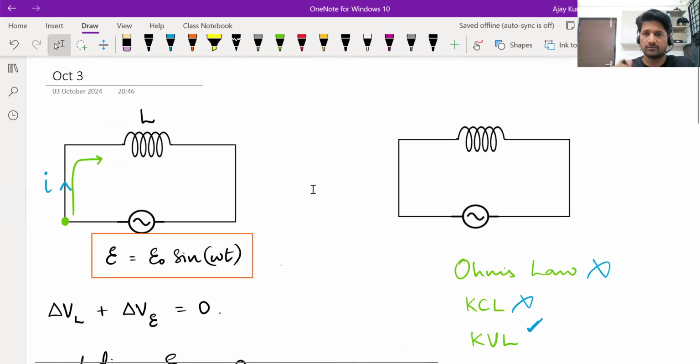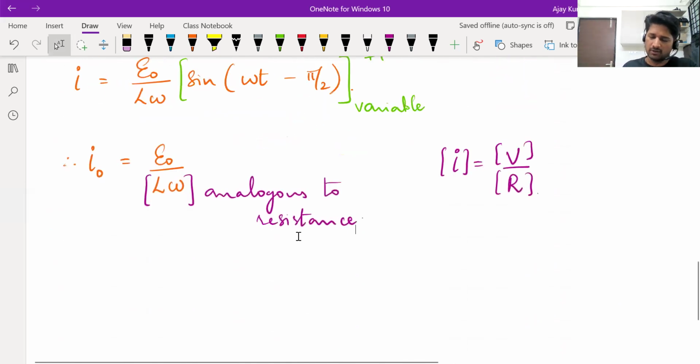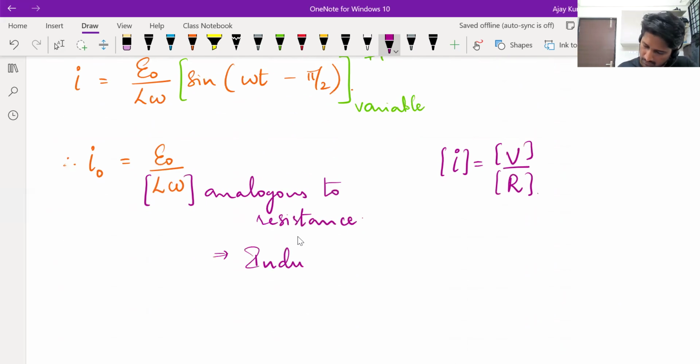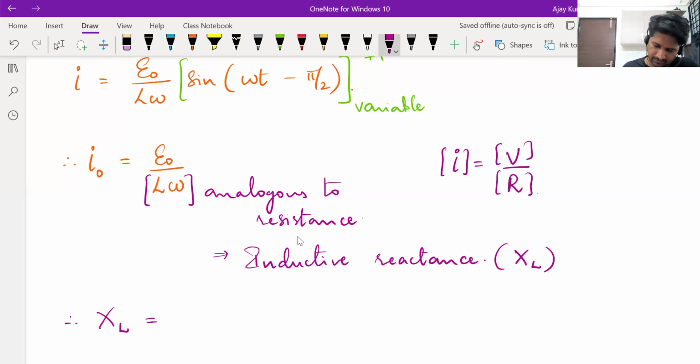There was an inductor and a source of EMF. An AC source was connected. There is no resistance at all, so we don't call it resistance. What do we call it? We call it inductive reactance. The inductor does oppose current sometimes, so it's kind of producing a resistance. We call it inductive reactance, denoted by the symbol XL. Therefore, tell me, what is the formula for XL, inductive reactance? L omega.